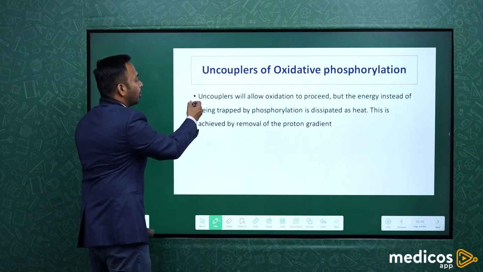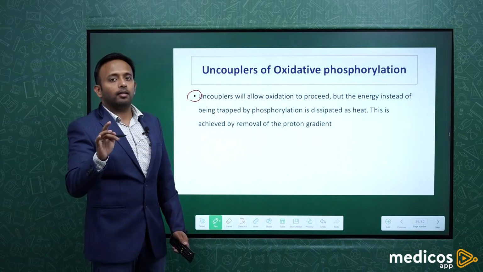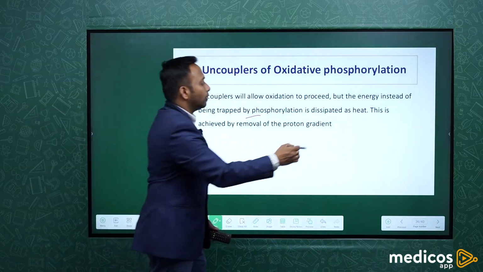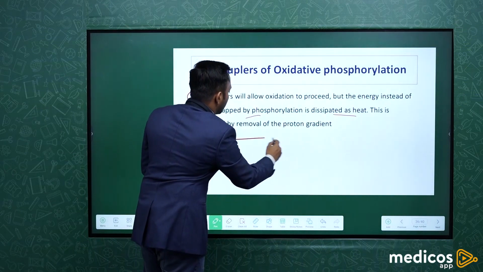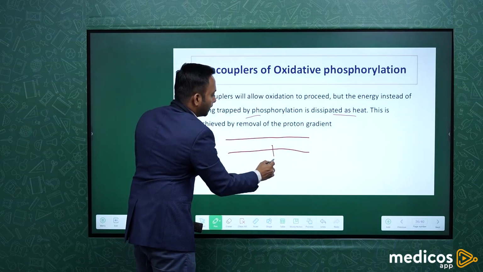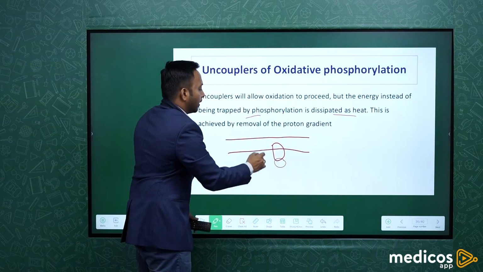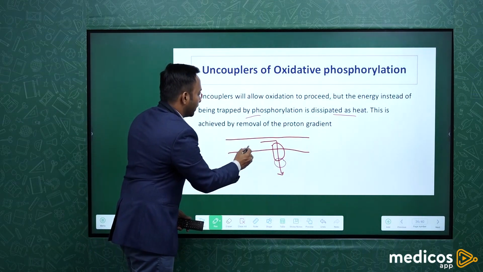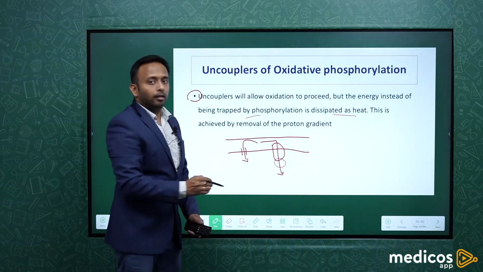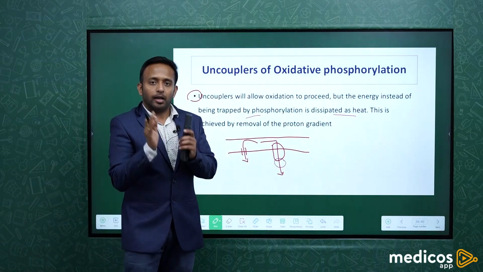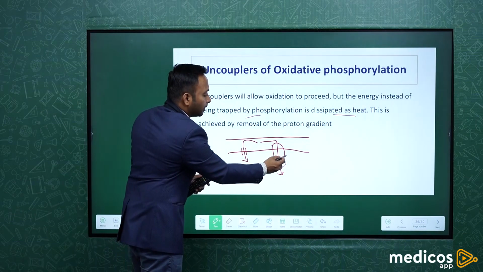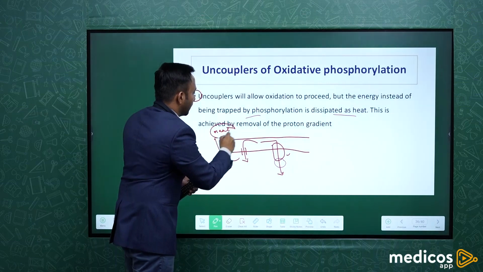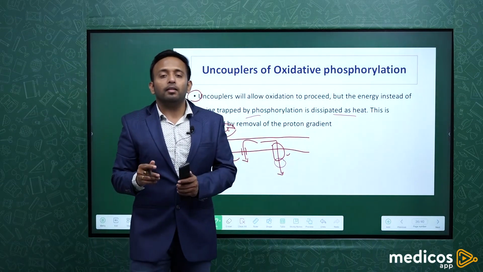So uncouplers allow oxidation to proceed, but the energy, instead of being trapped through phosphorylation, is dissipated as heat. For example, you have the intermembrane space, and this is the ATP synthase complex. Instead of hydrogen coming through this complex, you make one more pore here, so that all the hydrogens come through this. The energy is the same, energy is present. Instead of rotating this turbine, it generates heat. So this is the mechanism by which the body generates heat.